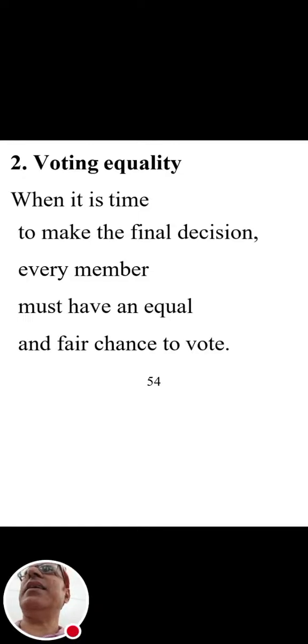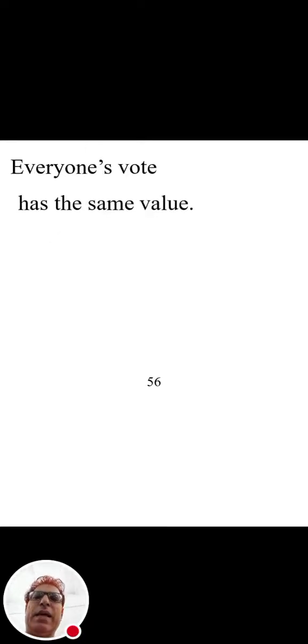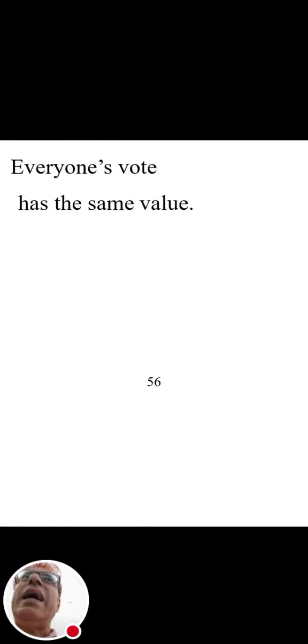What is the second criteria? Voting equality. When it is time to make the final decision, every member must have an equal and fair chance to vote. Fair chance to vote. All votes must be counted equally. Everyone's vote has the same value.